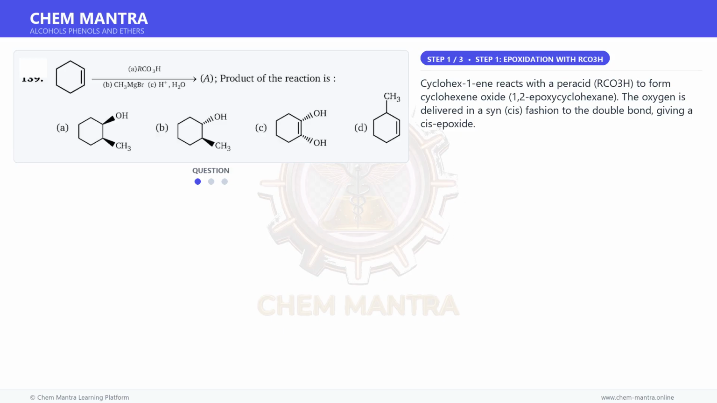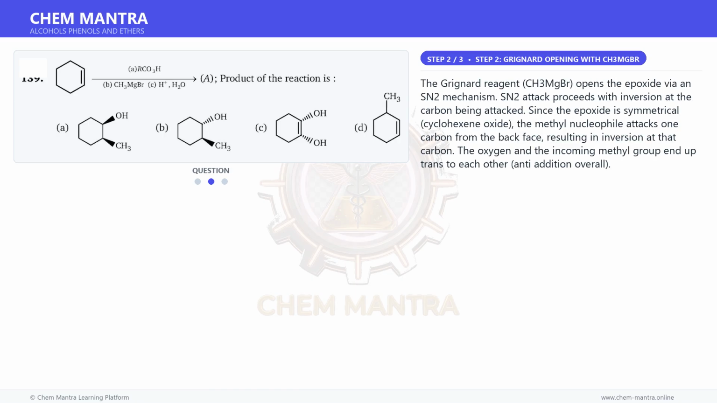Cyclohexene reacts with a peracid, RCO3H, to form cyclohexene oxide, 1,2-epoxycyclohexane. The oxygen is delivered in a syn, cis fashion to the double bond, giving a cis epoxide. Moving on to the next step.